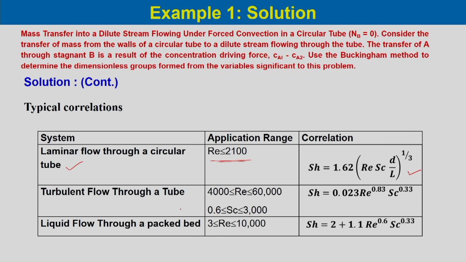Similarly, for turbulent flow through a tube where the Reynolds number is in the range of 4000 to 60,000 and the Schmidt number is between 0.6 and 3000, the Sherwood number can be correlated as Sherwood number equal to 0.023 times Reynolds number to the power 0.83 and Schmidt number to the power 0.33. For liquid flow through a packed bed where the Reynolds number is between 3 and 10,000, we can correlate the Sherwood number as 2 plus 1.1 times Reynolds number to the power 0.6 and Schmidt number to the power 0.33.